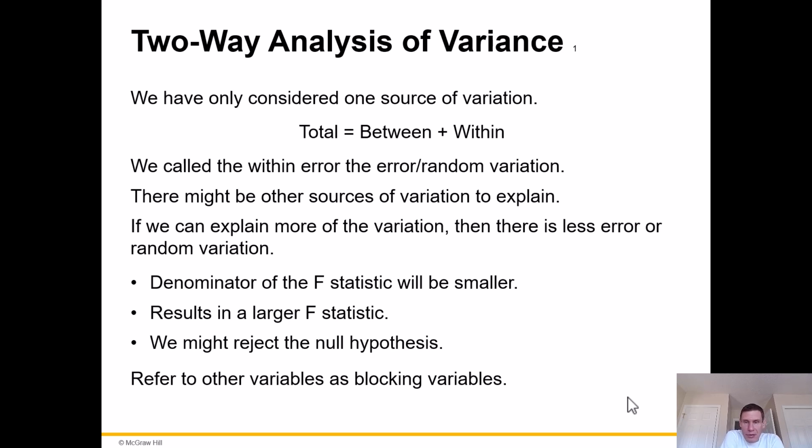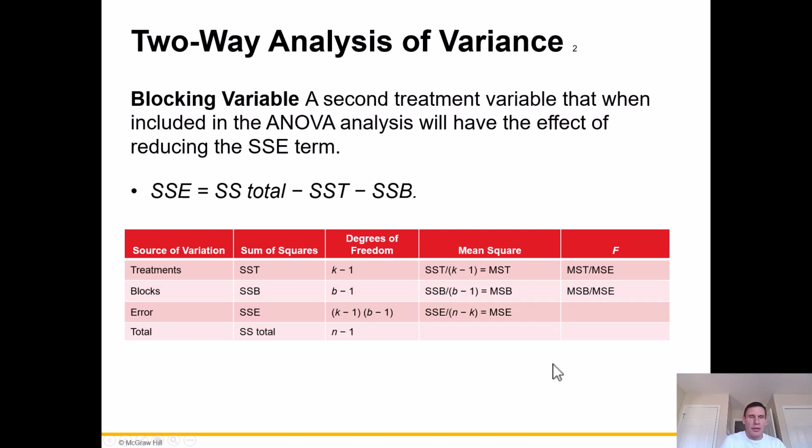If we can explain more of the variation, then there's less error or random variation because there's less left over, right? So the denominator of the F statistic would then, of course, be smaller. This typically results in a larger F statistic. We might reject the null hypothesis. I put "might" because it doesn't mean we definitely will. You can never say you definitely will or won't. That's why you do the test, right? And we refer to any other variables as what we call in statistics blocking variables. So let's take a look at those.